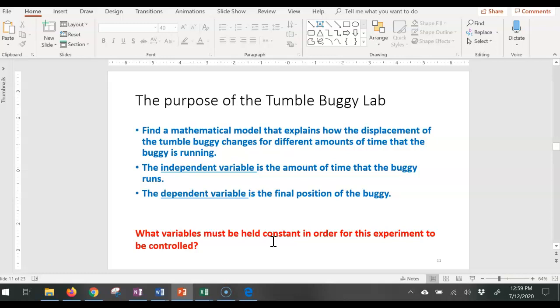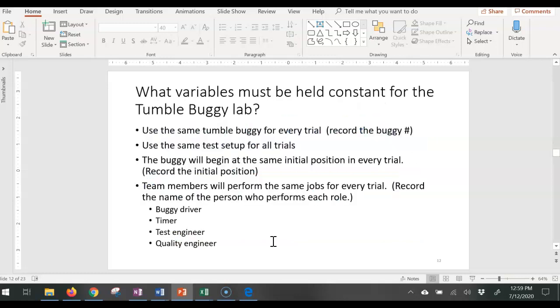And if I'm going to have a controlled experiment, the only thing that we're going to change is going to be the amount of time that the buggy runs. Anything else, any other variables must be held constant. And let's just make a list of some of those constants. So first, there are different Tumble buggies in our classroom, and so you always want to use the same Tumble buggy for every trial. And please be sure to record the buggy number that you are using.